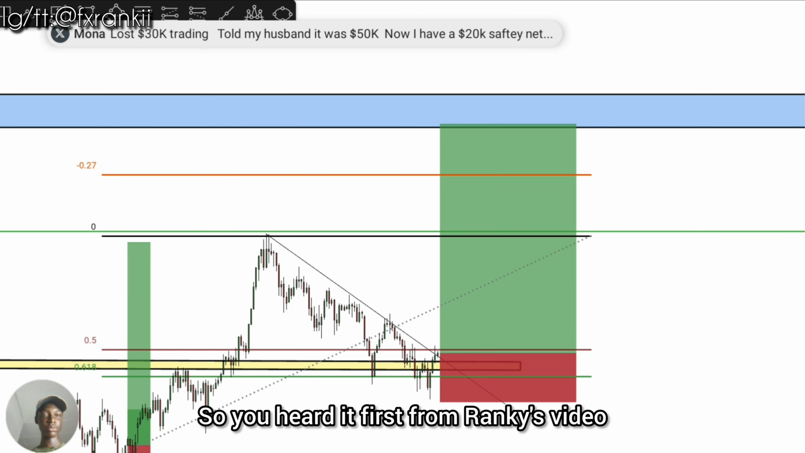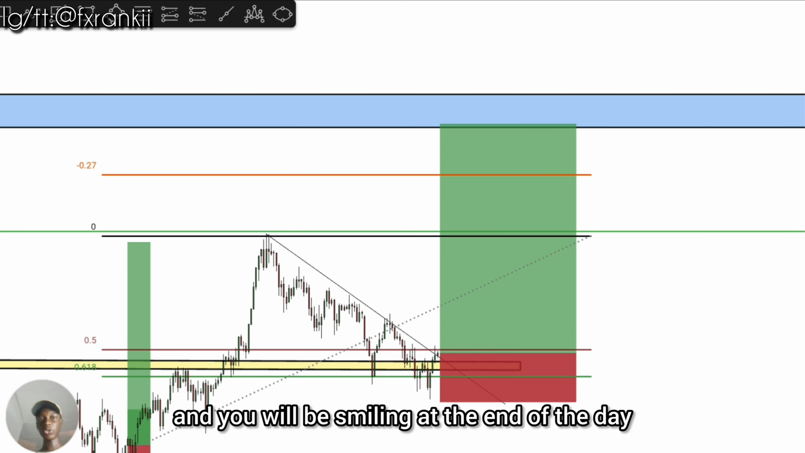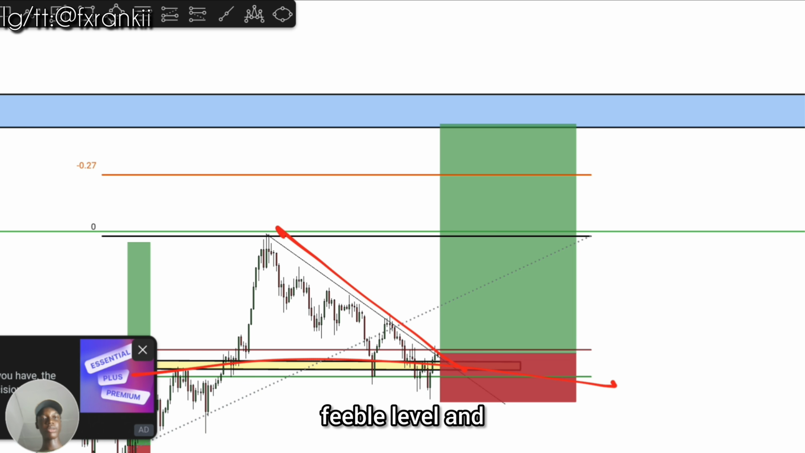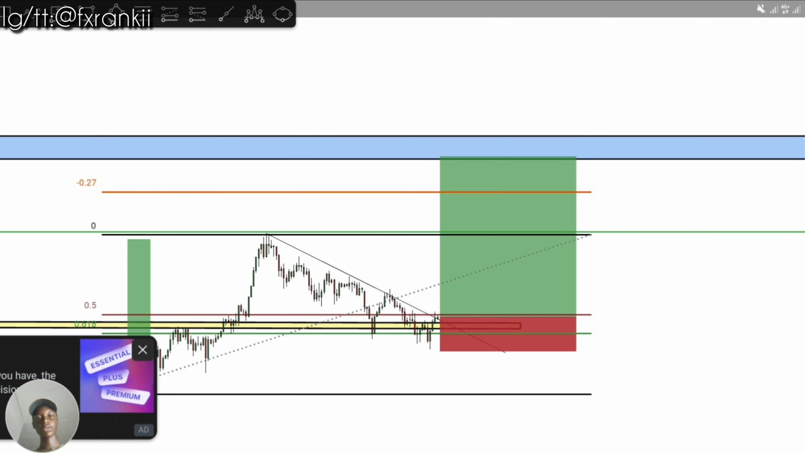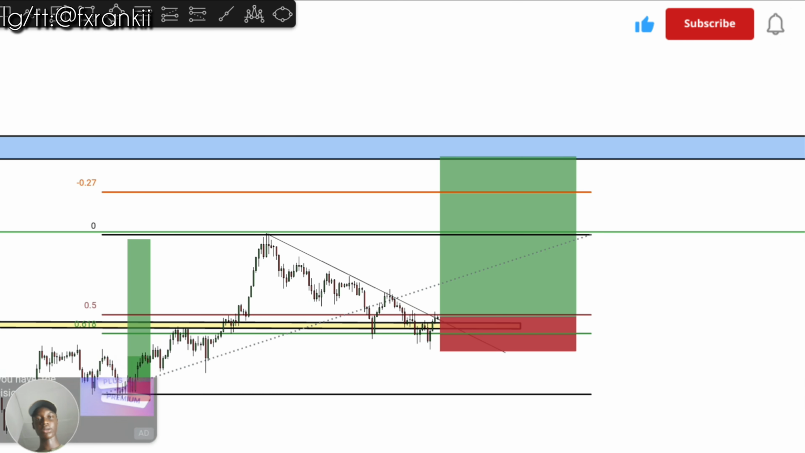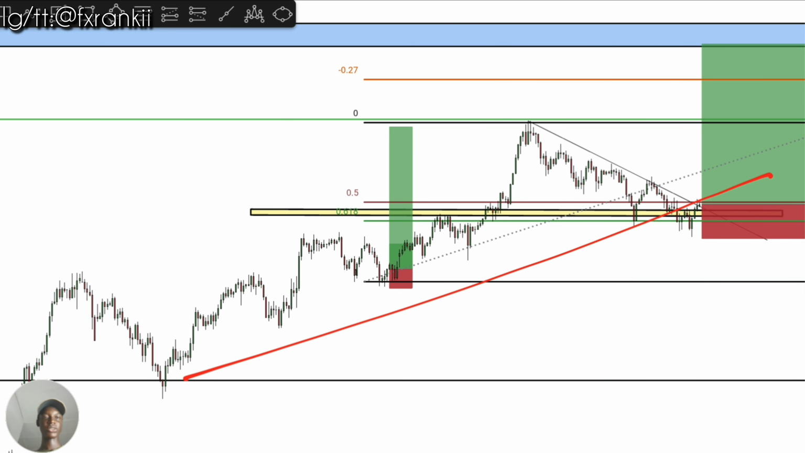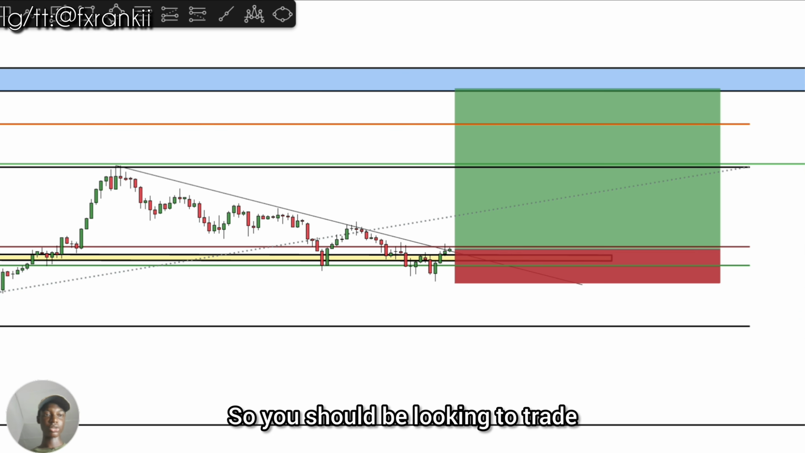So you heard it first from Rankings Radio. You can take a buy from here on USD JPY to go up, and you will be smiling at the end of the day, because this is a very perfect counter trend line fib level, and if you also add maybe a trend line, maybe it aligns. So USD JPY is definitely a pair you should be looking to trade.